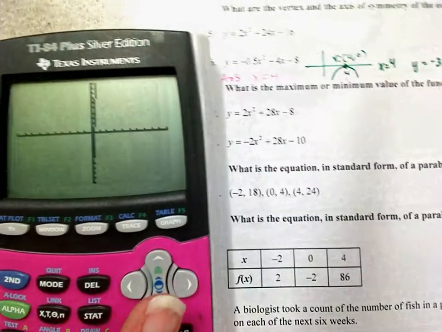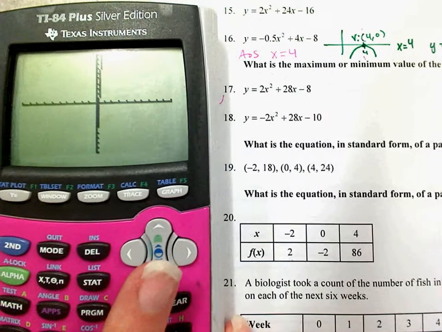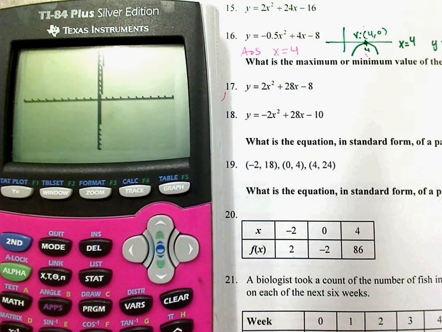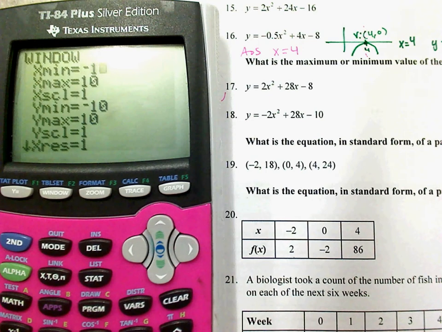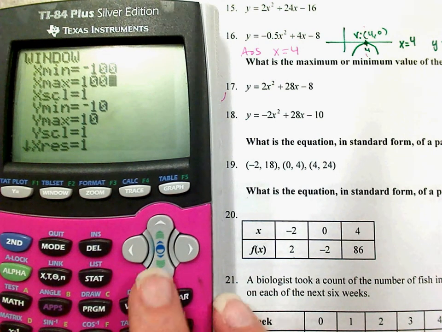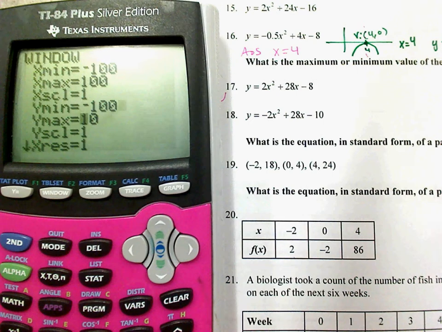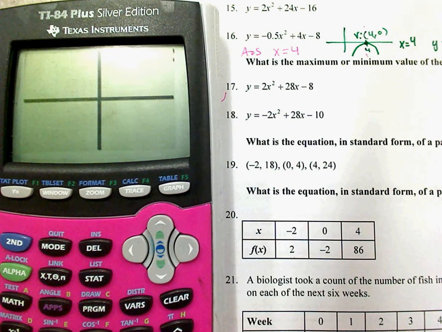You could change the window, you can mess with it. One way is to just try negative 100 to positive 100 on all of them. Or you could look at the table. Okay, if I just change the window a little bit. I went from negative 100 to 100 on everything, and now I see it, right? It's over here on the negative side.